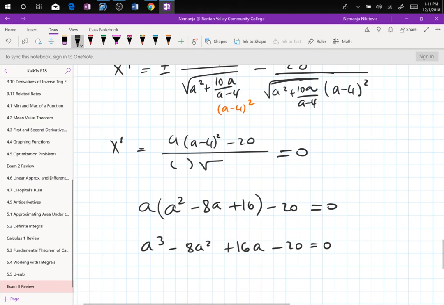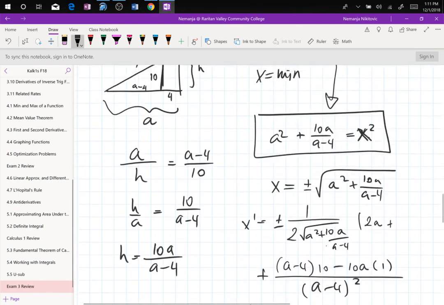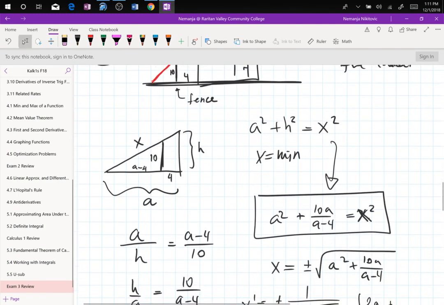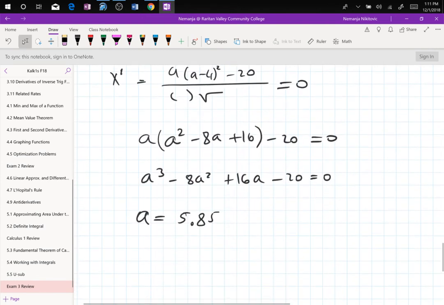We have one real and two complex solutions. So the solution that is real is a equals 5.85. And that's how far you have to be. That's a, in feet.